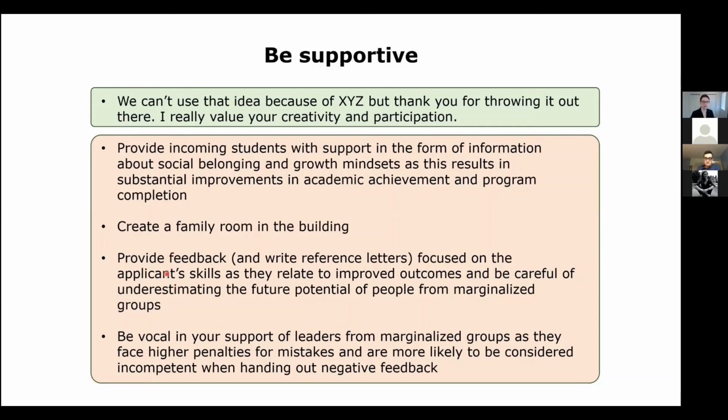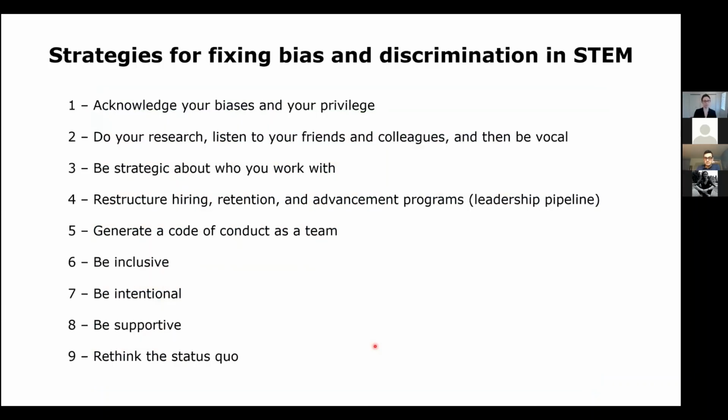Provide feedback that's focused on the applicant's skills. Be careful of underestimating the potential of people from marginalized groups. Be vocal in your support of leaders from marginalized groups, because again, they experience higher criticism. So these are just small things that you can do. There are so many of them. Number 9 is to rethink the status quo.